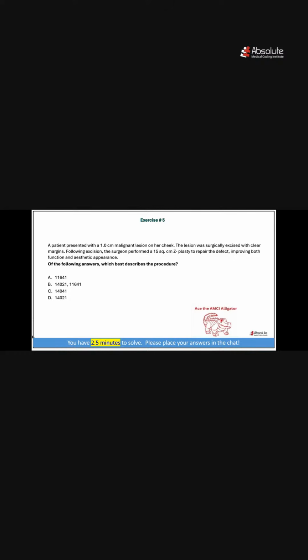Okay, coders, so keep the answers coming in the chat, and let's review this one. Let me walk you through this scenario. So here we have a patient with a malignant lesion on her cheek, excision and C-plasty repair was performed.